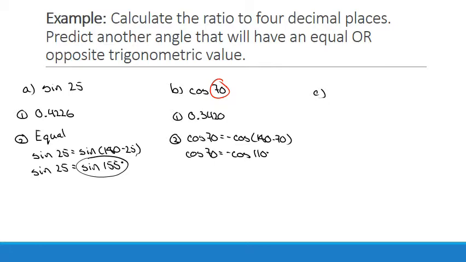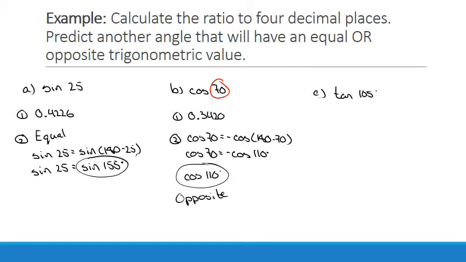C, tan 105. And before I get into tan 105, I should clarify something with B. I know that cos 110 would be my answer, not negative cos 110. Cos 110 would give me an opposite value. If I multiplied that cos 110 by a negative, that would make it equal. Sorry, I just thought of that as I started C.